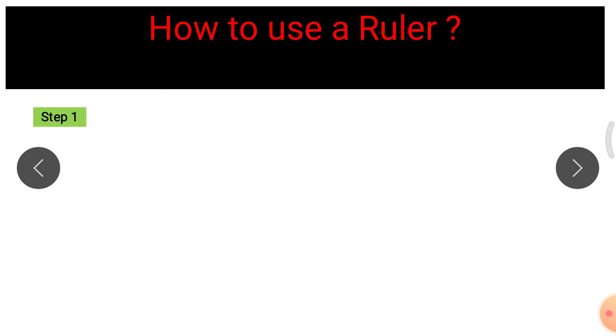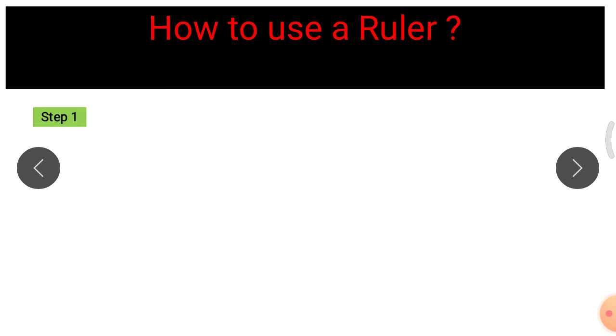Children, there are two steps to use the ruler. How to use a ruler? The small one, a plastic one, is called a ruler, and the big one is called a scale, right? So children, please make sure that you all use a plastic ruler, not the metal one. That is not safe for you, and plastic rulers are easily available in the markets. So please use that ruler.